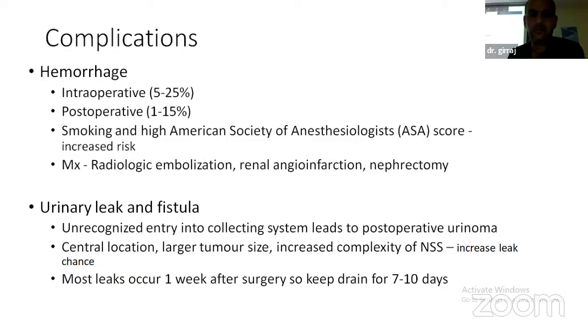Urinary leak and fistula: when the collecting system is opened, a urinary leak or urinary fistula occurs within 7 days, so the drain in partial nephrectomy is kept for 7 to 10 days. Urinary fistula is confirmed by drain output creatinine or indigo carmine dye and managed conservatively for 4 to 6 weeks.